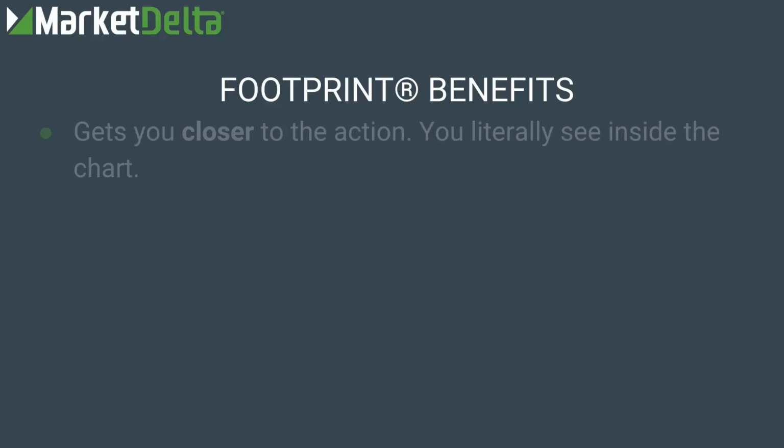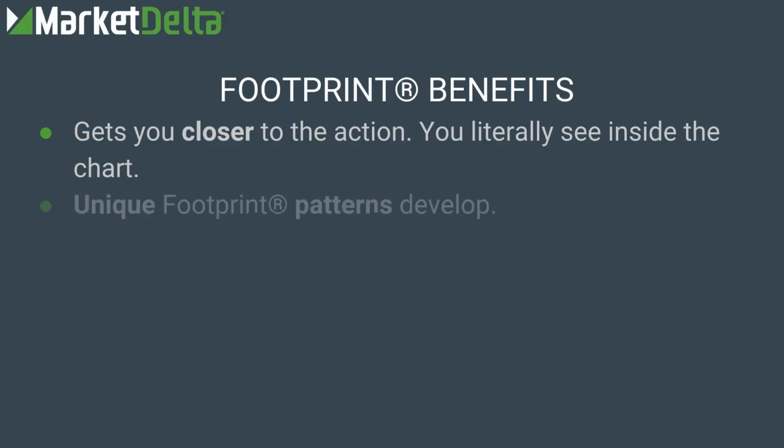Okay, and then this slide, footprint benefits. It gets you closer to the action. You literally can see inside the chart. And as you saw in that past graphic, you can literally step inside, get a feel, a cadence of the trade, the intentions of the trade. So you really can start to extract a lot more from a bar. You're going to then see unique footprint patterns develop.